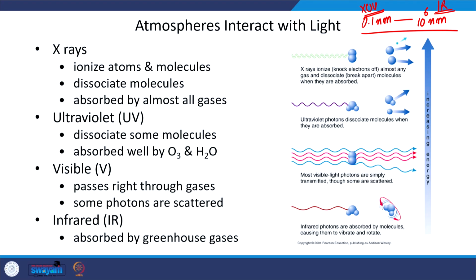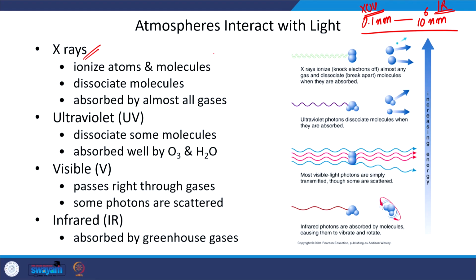Okay. Now, let us look at these radiations one by one. We call this X radiation. Let's say 0.1 to 10 nanometers is what we call X radiation. X-rays, we are familiar with X-rays. X-rays are very energetic, with very low wavelength and very high frequency.